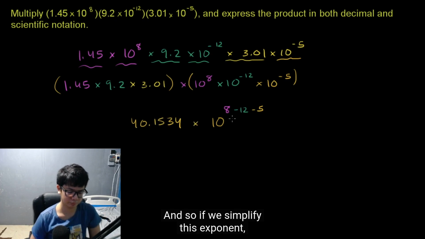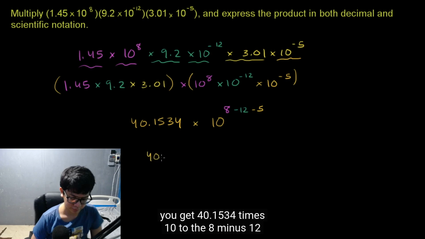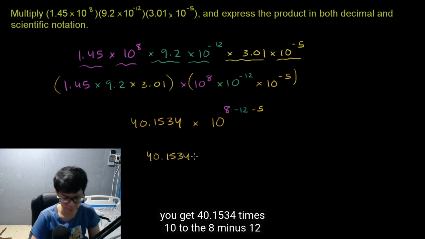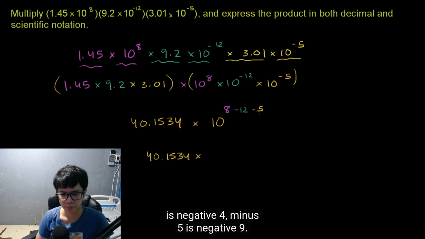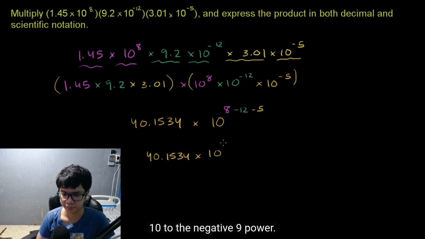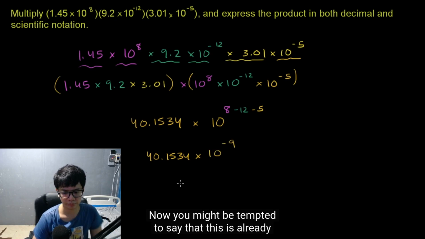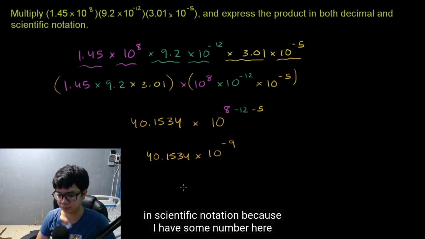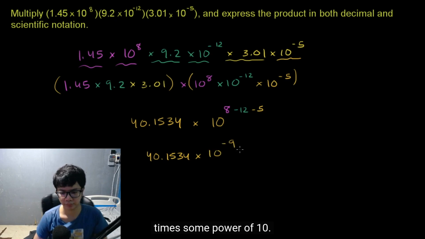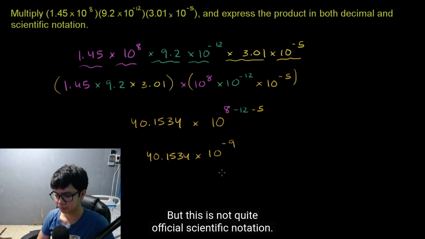And if you simplify this exponent, you get 40.1534 times 10 to the 8 minus 12 is negative 4, minus 5 is negative 9. 10 to the negative 9 power. Now, you might be tempted to say that this is already in scientific notation, because it has some number here times some power of 10, but this is not quite official scientific notation.